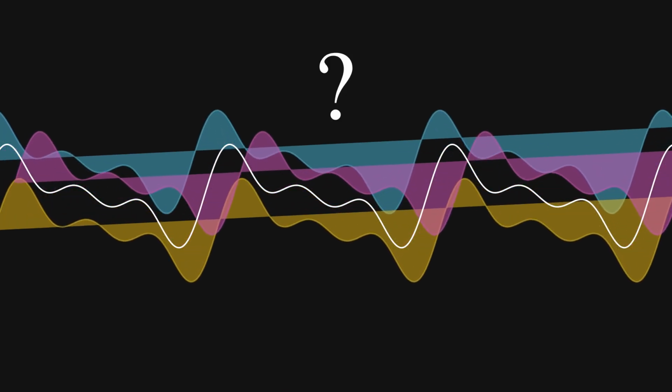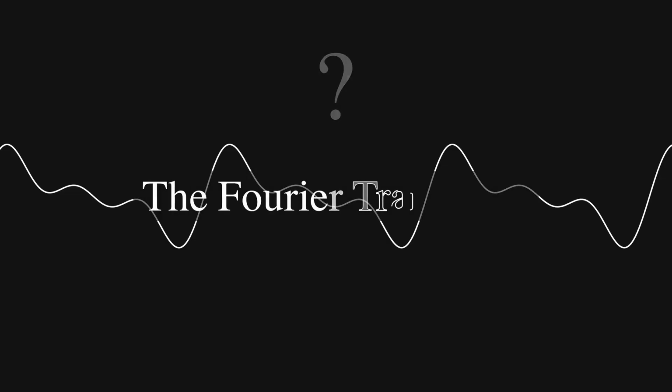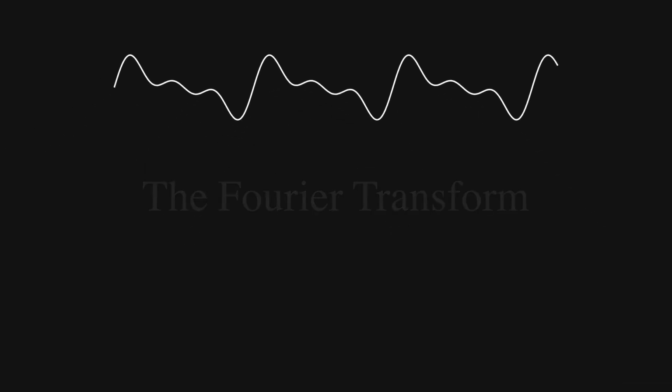But mathematically, given only this final squiggly line, how do you do it? How do you unbake the cake? How do you unmix the mixed wave to find the pure, hidden frequencies that created it? The mathematical machinery that accomplishes this seemingly impossible task is the Fourier transform. It is without a doubt one of the most important mathematical discoveries of all time. And to understand how it pulls this off, we need to change our perspective.